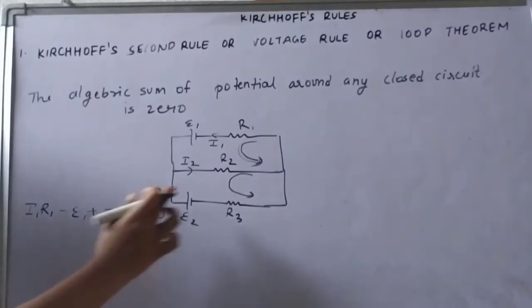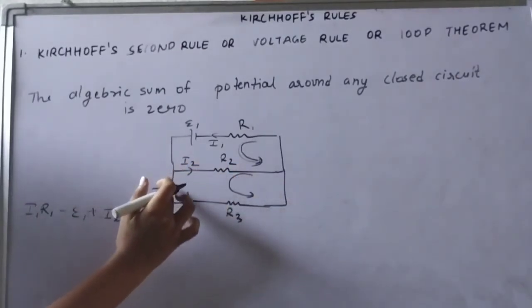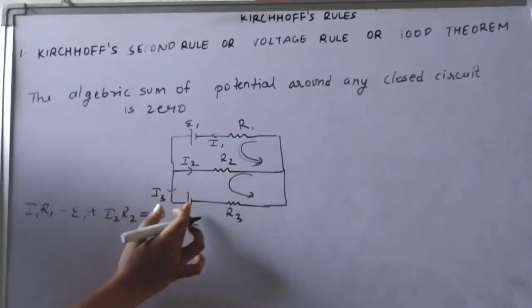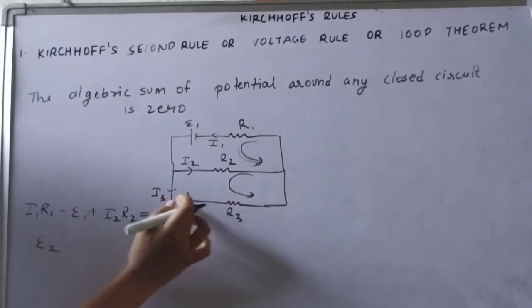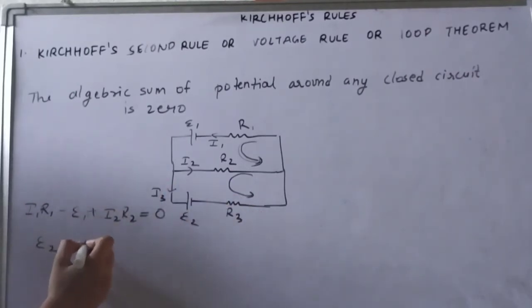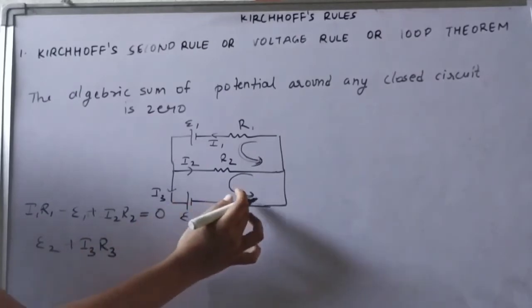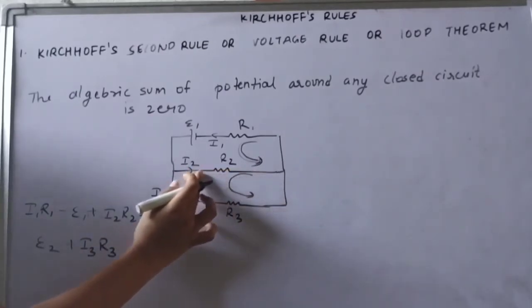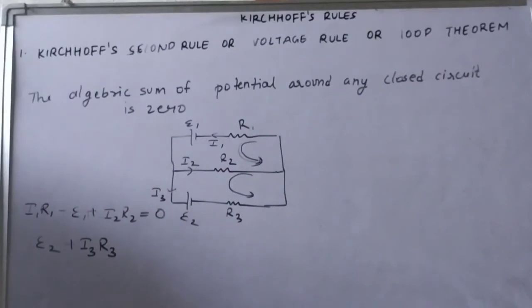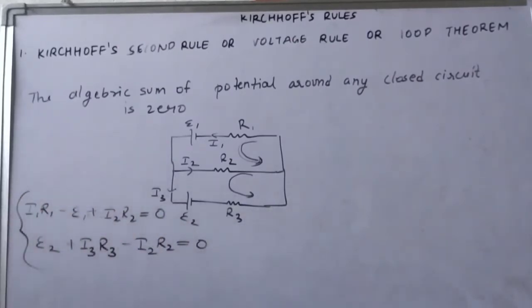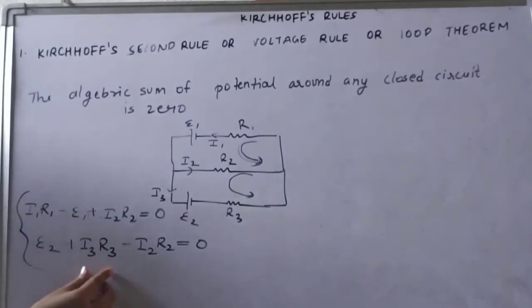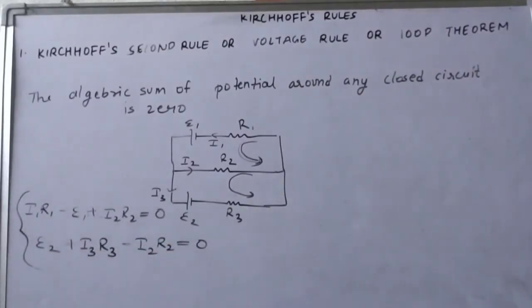Now for the second half, the current is flowing in this direction. You start from here. If you go this way, the positive side comes, so we take it as E2. Ahead, I3 is flowing in R3, so plus I3 R3. Now if we go in this direction, but I2 is flowing in the opposite direction, so you take it as minus I2 R2 is equal to 0. This is how you make the equation, and we have written that the potential around any closed circuit is always equal to 0.